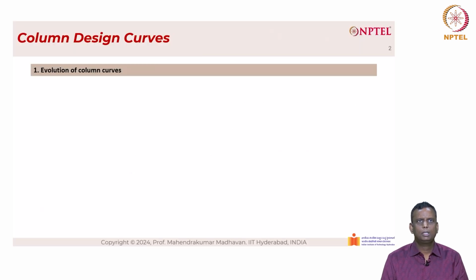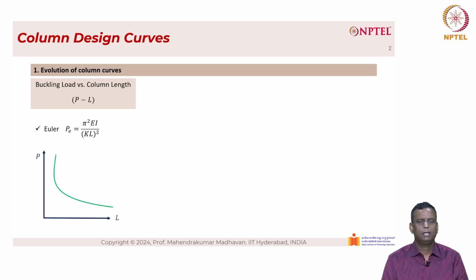Before we go into multiple column curves, let us look at the evolution of column curves. We know that the Euler load is given as pi square EI divided by KL square, where E is the modulus of elasticity, I is the moment of inertia, K is the effective length factor, and L is the length of the column. KL is the effective length. So when we plot the load and the length, we get a parabola as shown here.